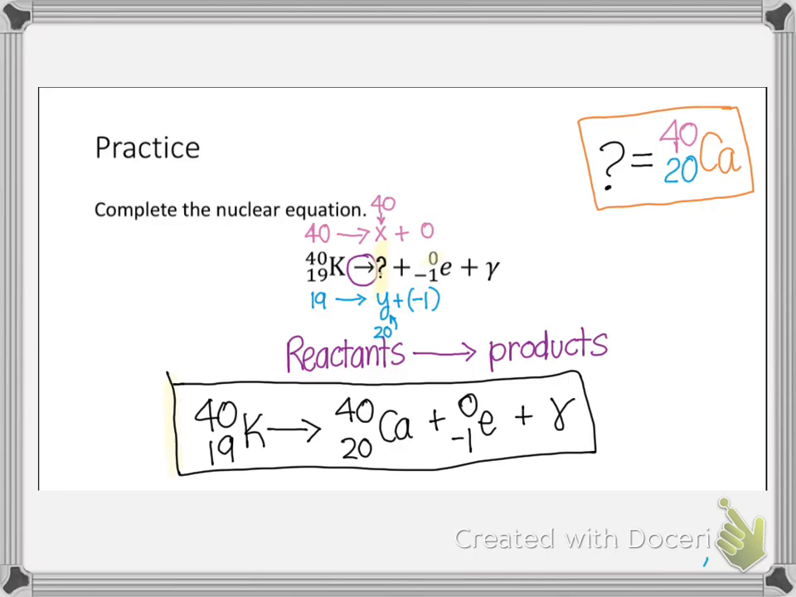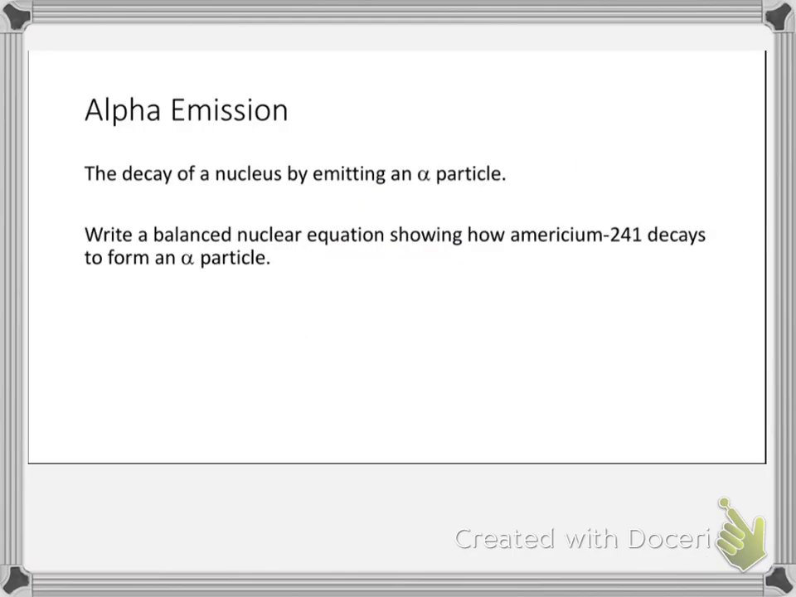So now that you get the general idea, let's try some specific types of emission. So this is alpha emission. So this is the decay, which is really just another word for the nuclear reaction, the decay of the nucleus by emitting. And when something is emitted, it's going to be on the product side because it's released. So it's going to be on the right-hand side. And this is an alpha particle. And from our previous slide, alpha has the symbol 4,2He. So that's what we're going to use for alpha.